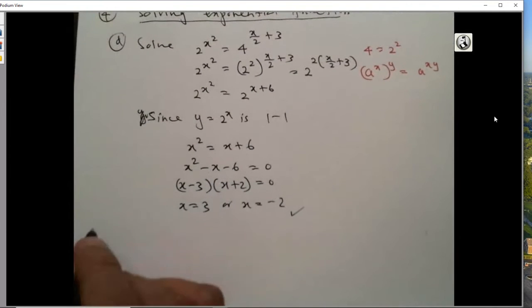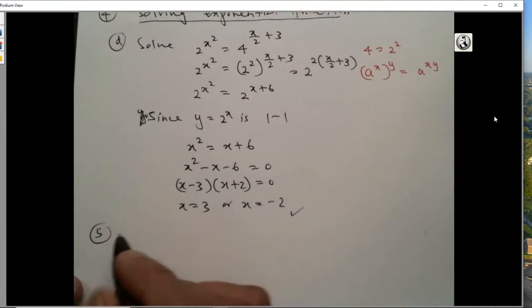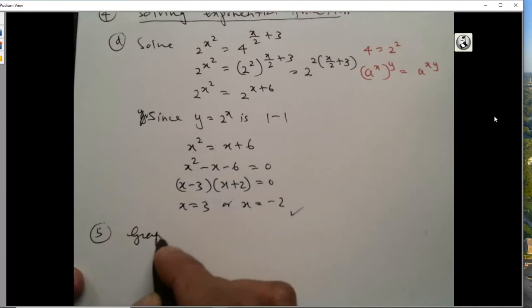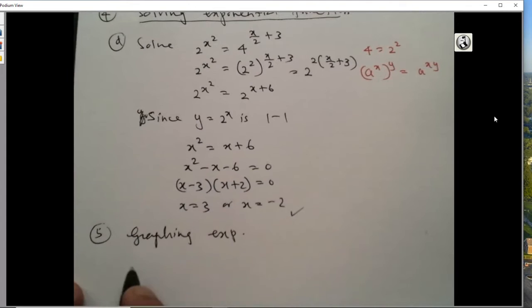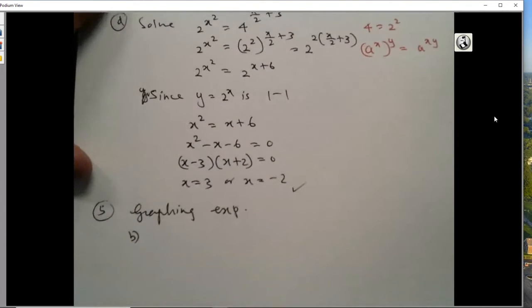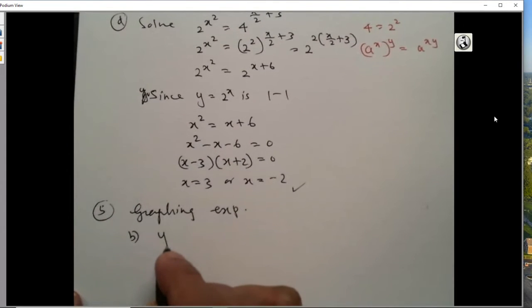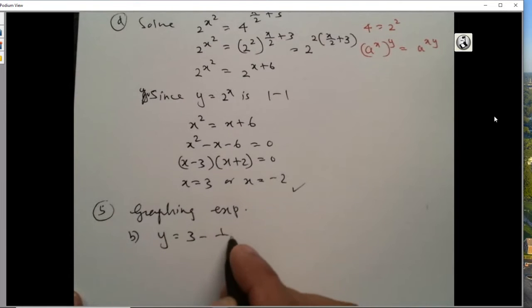Okay, so number 5, graphing exponential functions. Let's do question 5b, which is y equals 3 minus 1 over 4 to the x power. The exponential function. You can rewrite this question in 2 different ways.